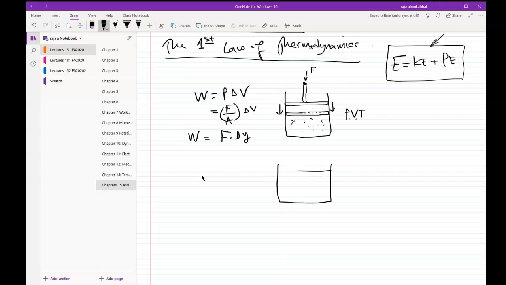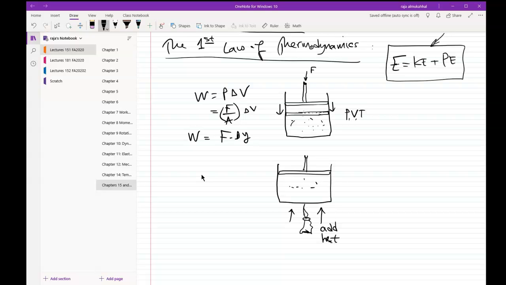Here is the piston. If I want to add heat to it, I can simply put an open flame here. Here is a flame. Trying to make a candle flame. There we go. And I just put heat in here. In other words, I can add heat here, heat it up, put it on a stove, if you will. You see what I'm saying?